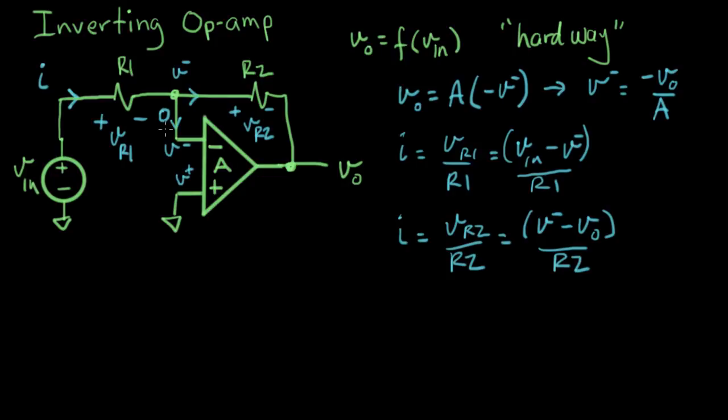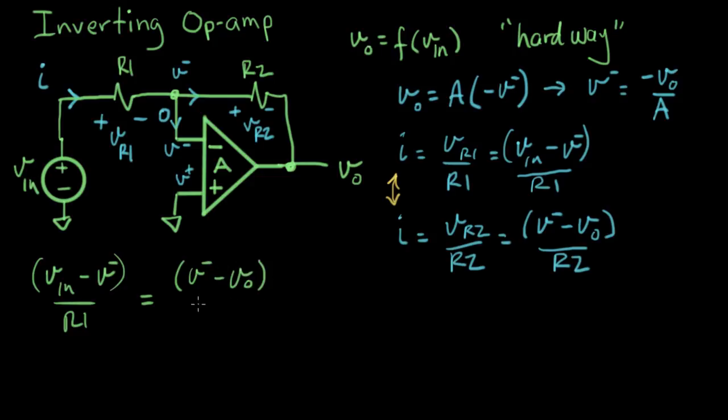All right, so I took advantage of the 0 current flowing in here to write an expression for current going all the way through. Now we're going to set these two equal to each other. Let me go over here and do that. Vn minus V minus over R1 equals this term here, which is V minus minus V out over R2.